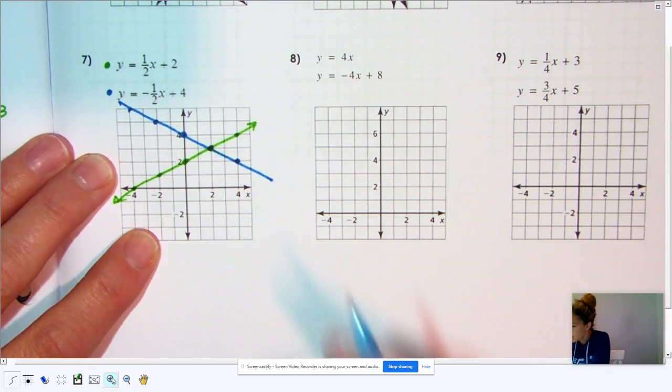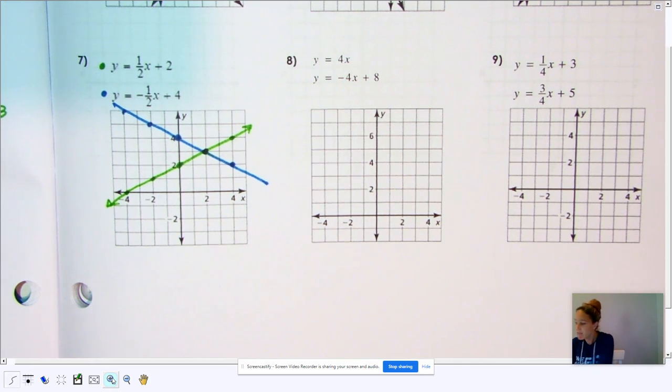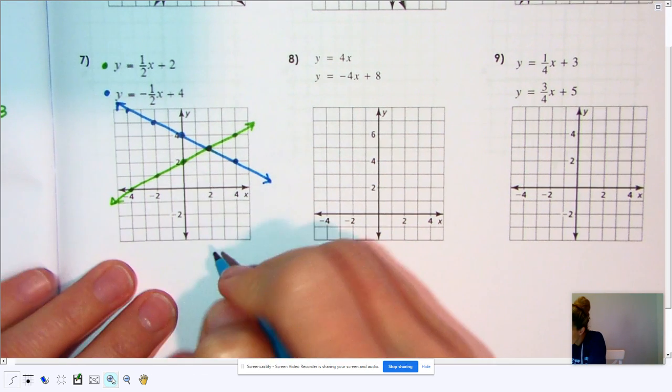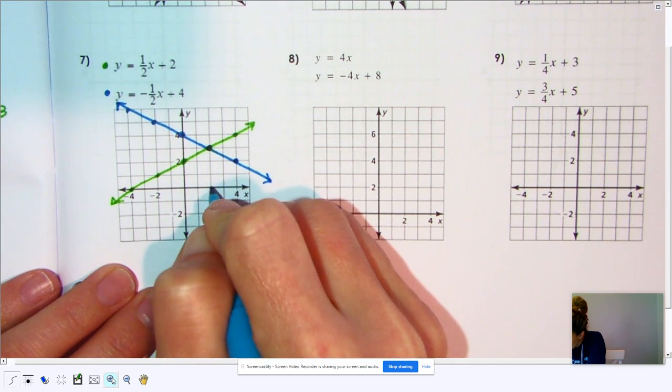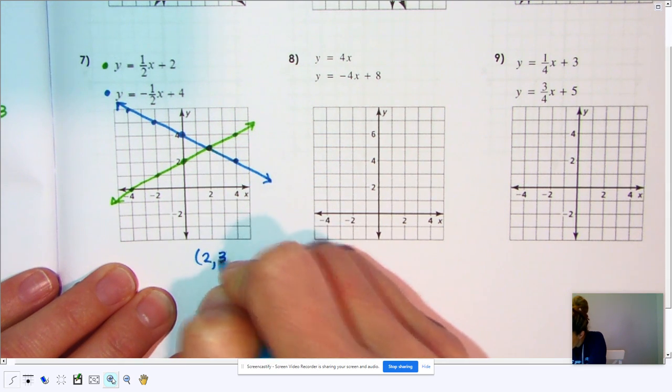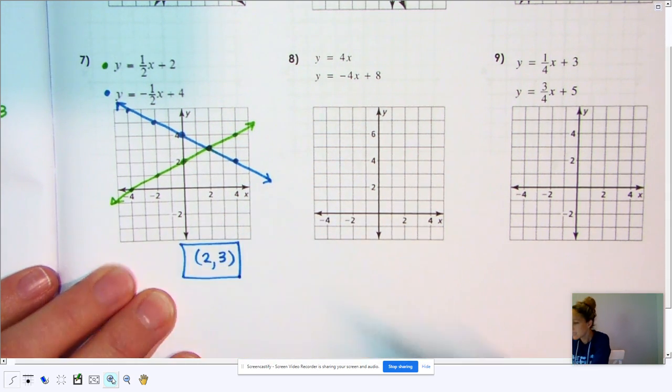Okay, and I'm not done yet because I have to put the point where they cross. All right, so the point where they cross would be, in the x direction, we went over by +2, and then we went up by +3. So that is the answer.